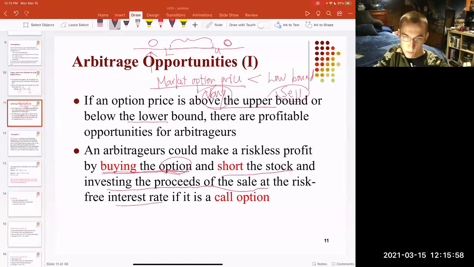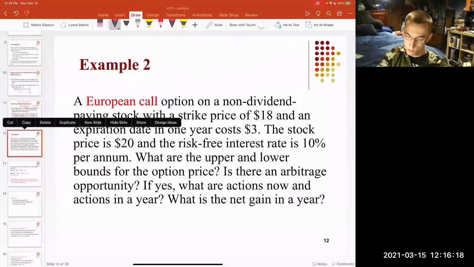So why do we buy the option? Because the market option price is lower. So we buy low, sell high. Okay, so that's the strategy, similar to what we discussed before, right? When we talk about an arbitrage opportunity, we always do buy low, sell high. So let's see example two.